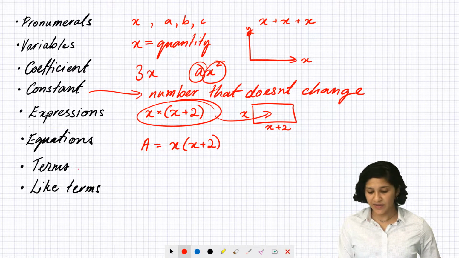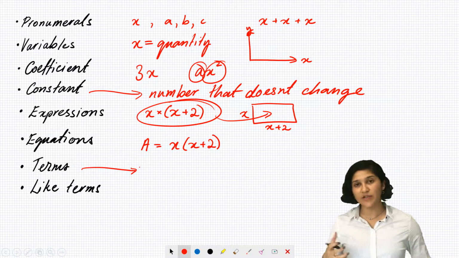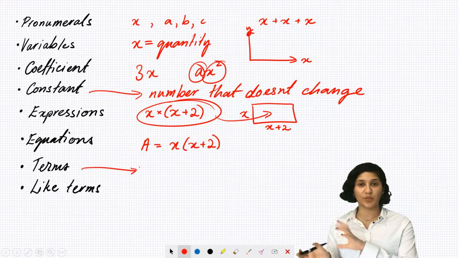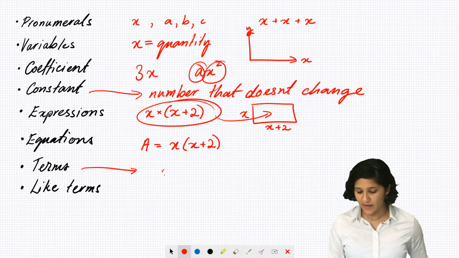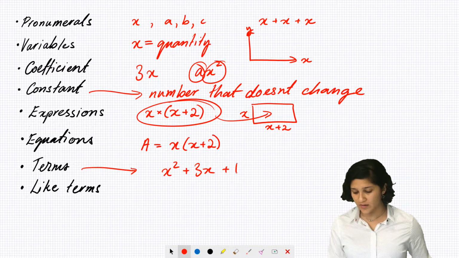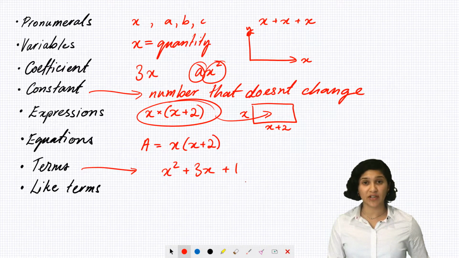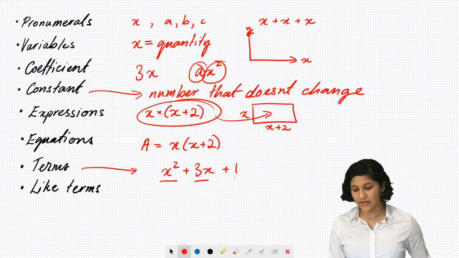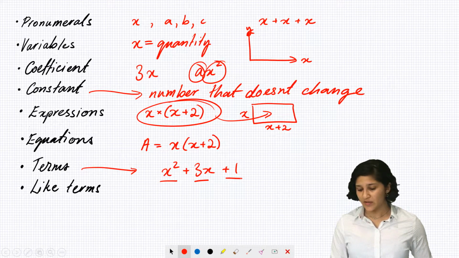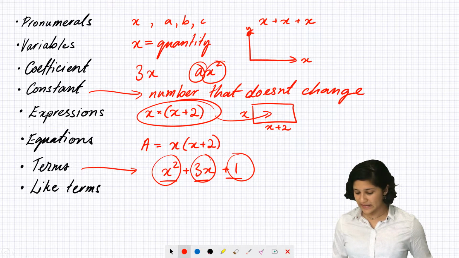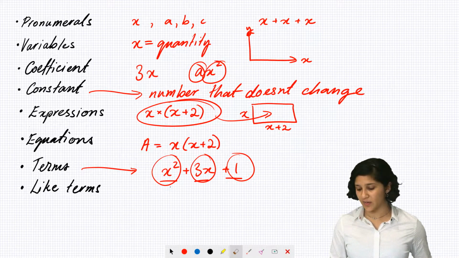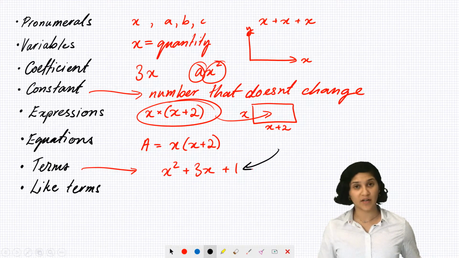Now terms are individual parts of an expression or equation that are added together. So if I have x squared plus 3x plus 1, I'd say that this expression has 3 terms. They're individual chunks that are added together, and then I can say certain things about those terms, like this is the constant term.